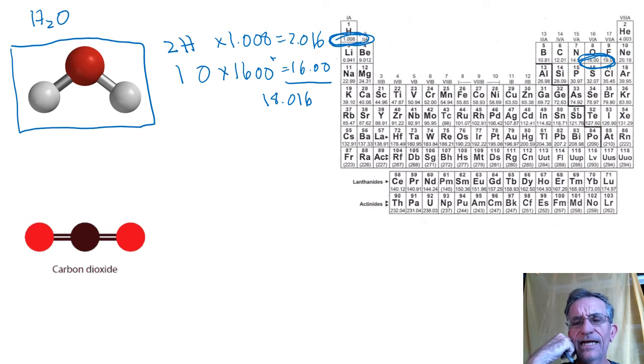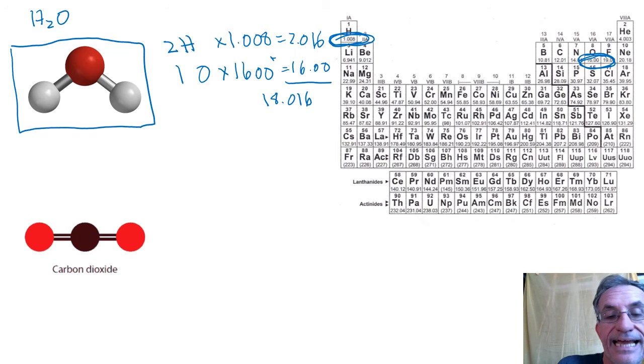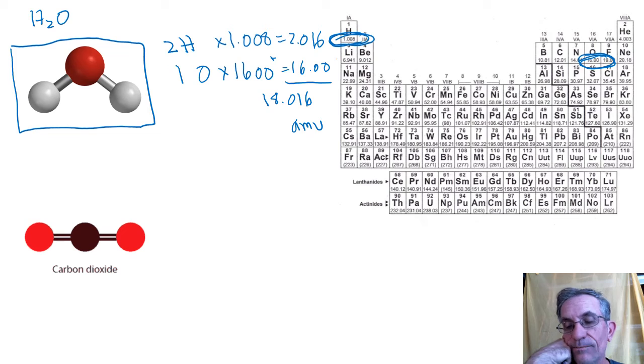Now, wait a minute. Every number in chemistry has units. What unit do we weigh atoms in? Oh yeah, it should be AMU. So that would be the unit here. It's still AMU. All right, let's do another example.